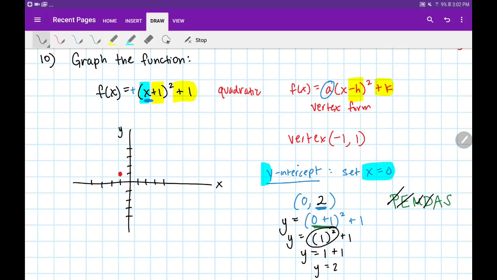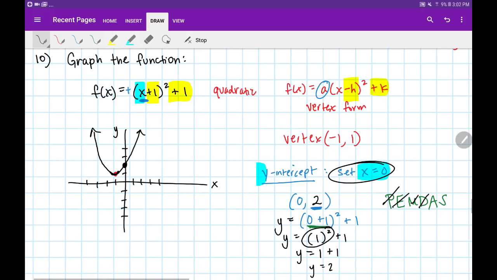How did we get that? Once again, we set our x equal to 0 and just figured out what we got at the end. 0, 2 takes me here, and I know I'm facing up, and this is the vertex, so that means it's the turning point. So we'll go ahead and draw our parabola through those points.